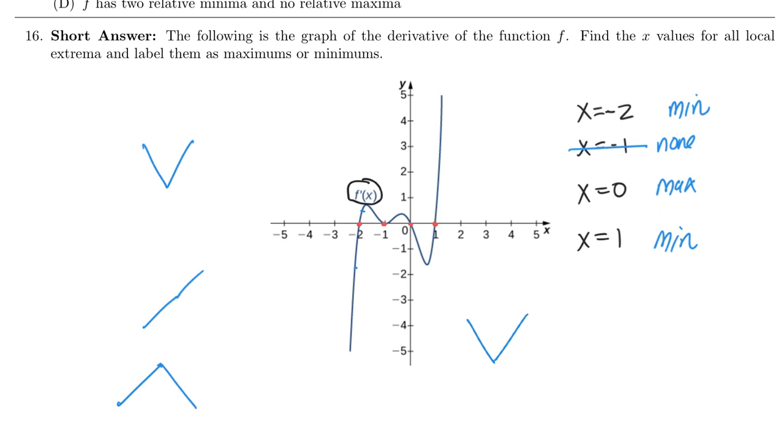All right, so make sure you recognize that this is the derivative graph and not the original graph, because if it were the original graph, my extrema would be here, there, and there. But the derivative graph, where it's 0, tells me where my original extrema are.